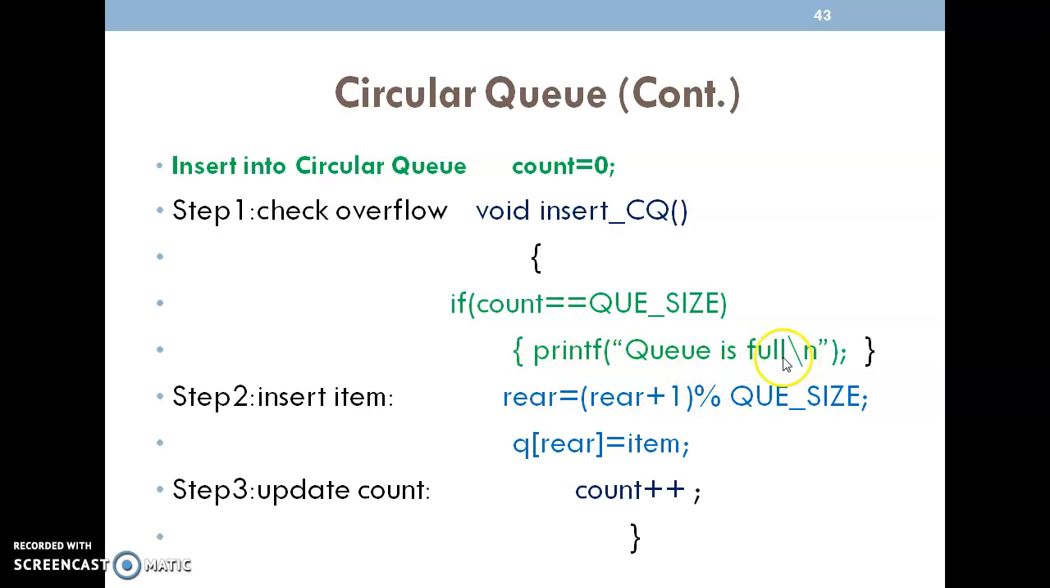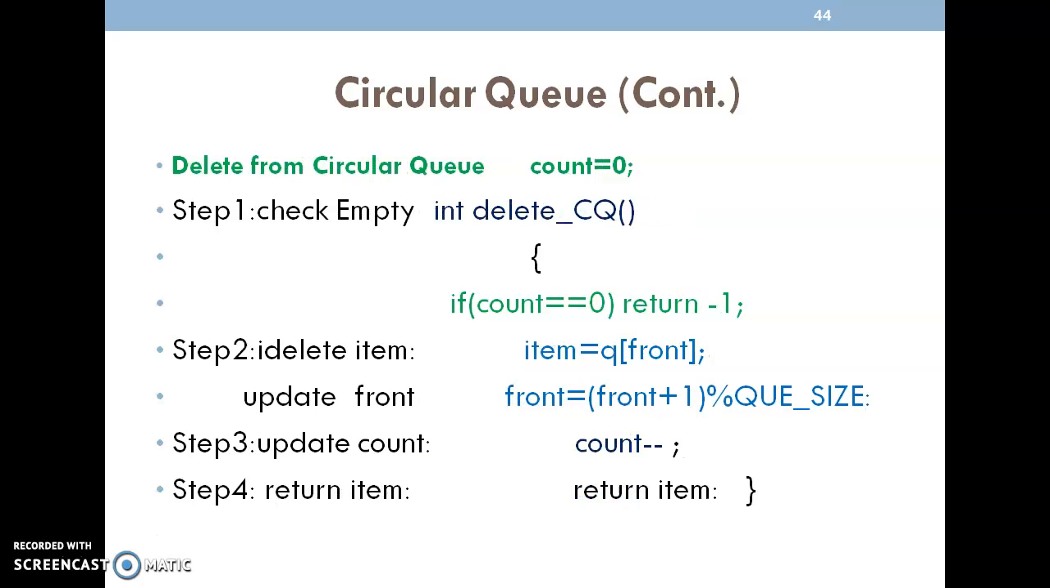we can say that the queue is full. If it is not full, what we have to do is increase the rear pointer: rear equal to rear plus 1 mod queue size. Now as I told, 4 plus 1 is 5, 5 mod 5 is 0, we come to the 0th position, and there you can insert the new element. After inserting the element, again increase the count. This is how the circular queue insertion operation works.